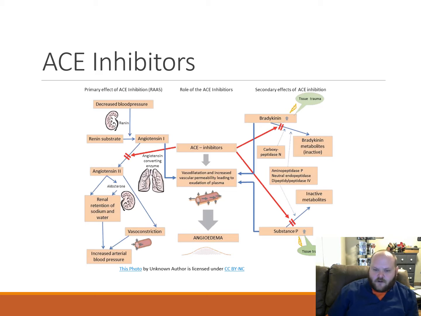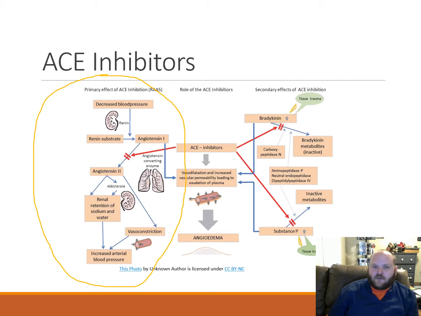If you'll refer to the left side of the graphic in the slide here, you'll see that the ACE inhibitor blocks angiotensin I to angiotensin II, which stops the kidneys from absorbing sodium and water, or retaining sodium and water, which then leads to vasodilation and decreases arterial blood pressure.